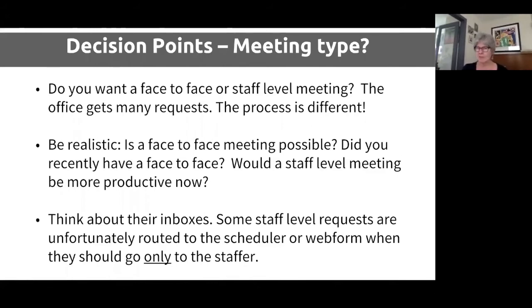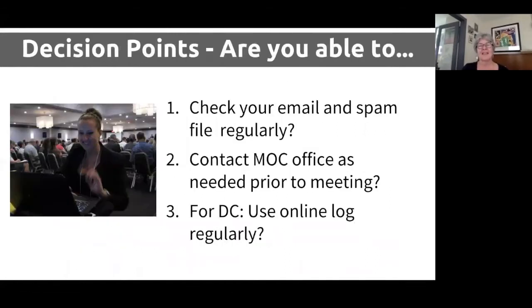And then also think about their inboxes. The DC staffers and the district staffers are very, very busy people, so we don't want to send requests to the wrong place. If you're the appointment setter, if you're the liaison or not the liaison, if you're going to take on a particular appointment, are you able to check your email and spam file regularly? This is about a 6-week to 2-month process. So you want to be available to check your email regularly. Are you available to contact the MOC or the member of Congress's office as needed, in fact, quite promptly if they respond to your request? And for Washington, D.C. meetings, are you able to use the online log regularly? And we're very happy to coach you on that.